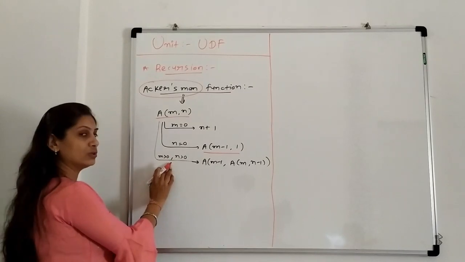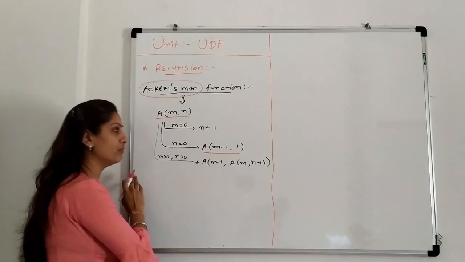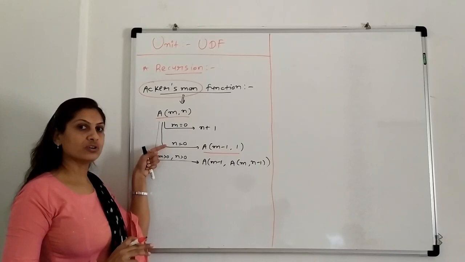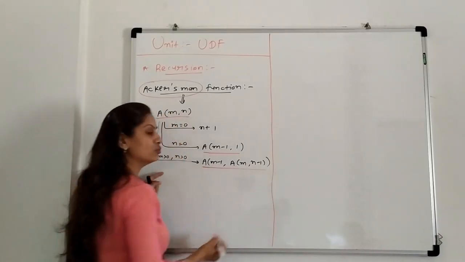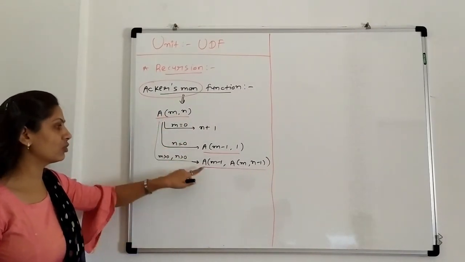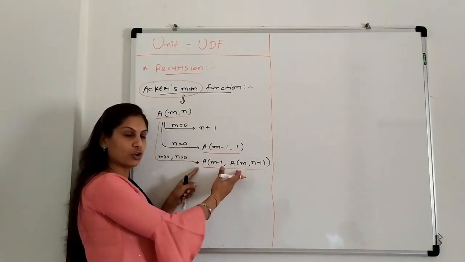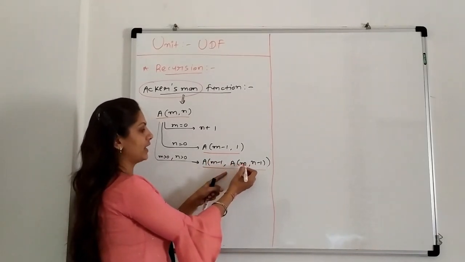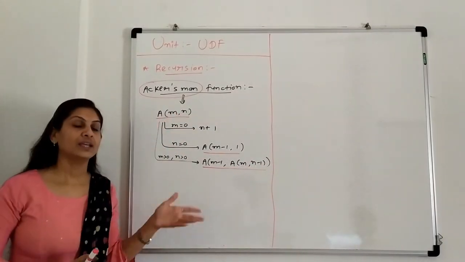Now the third value is what? If we have passed m greater than 0 and n greater than 0, meaning both of them are not 0, then it goes to the third condition, where again we are using the recursion concept, where the function calls itself. Here inside Ackermann, the function is called with argument m minus 1, comma, again calling the function with m, n minus 1. This is already proved. We have to use only this formula in our program.